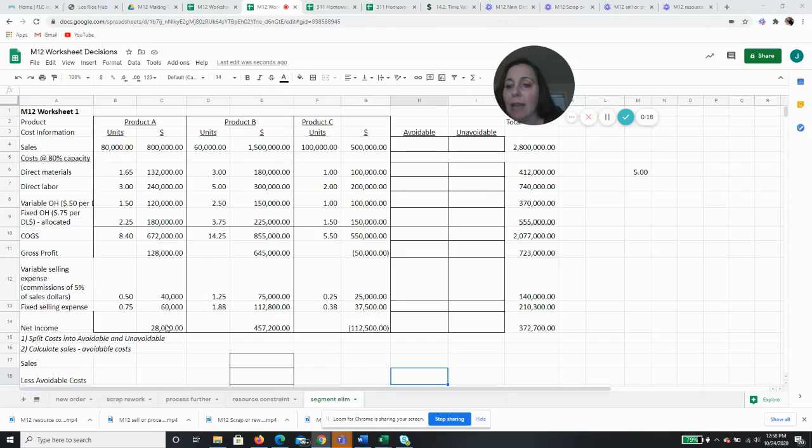And product A right now is making us $28,000 a year, which is cool. Product B is making us $457,000 a year, which is awesome. Product C is actually losing money. It's losing $112,500 a year. So we're looking at it and we're like, maybe we should get rid of product C.